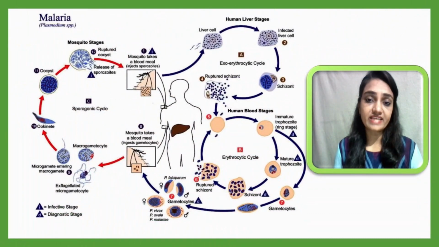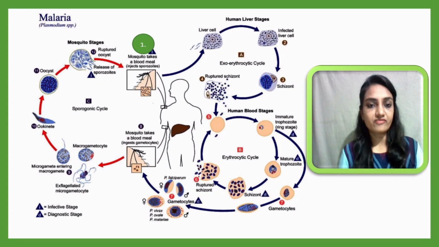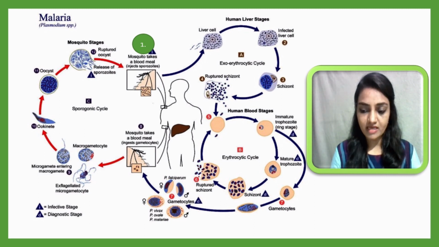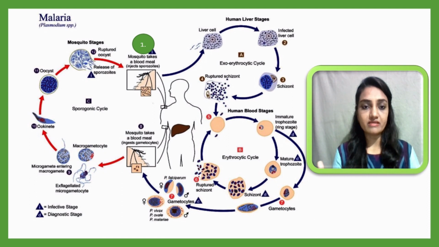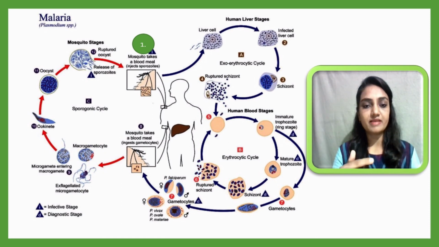You can see this pre-erythrocytic cycle clearly in this diagram. Let me explain. First of all, here you can see a mosquito takes a blood meal. When the mosquito bites, it enters sporozoites, which are inside its saliva. The saliva mixes with the blood, and along with the flow of blood, the sporozoites reach the liver.